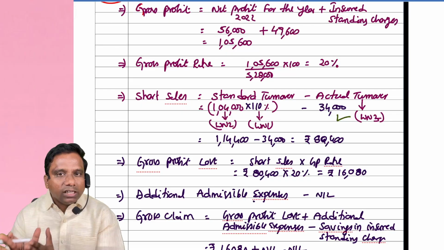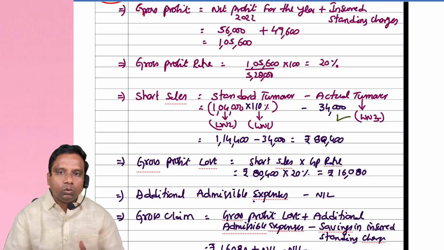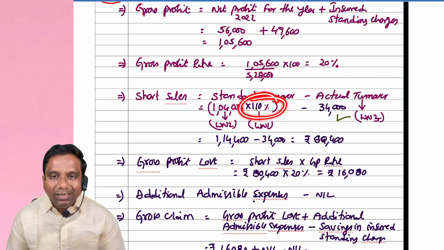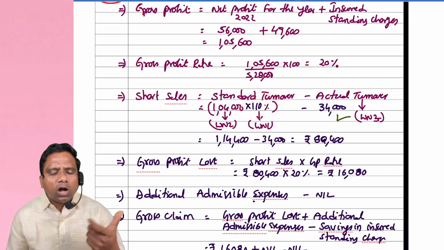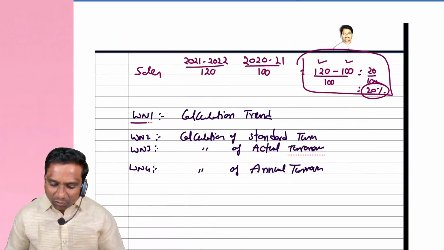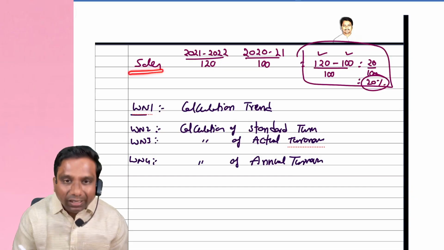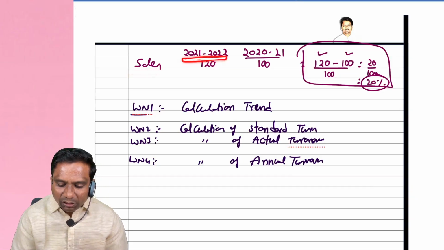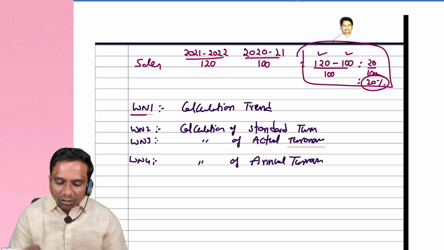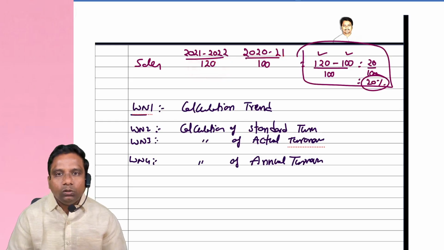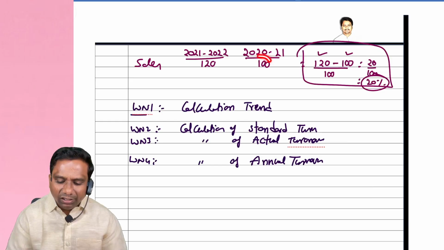Actual turnover, working note 1. Standard turnover, working note 2. Then I require the trend. So how do I calculate the trend, sir? Suppose to get the trend calculation, 2021-22 sales are 120. Assume, and going to the previous year 2021, sales are 100.